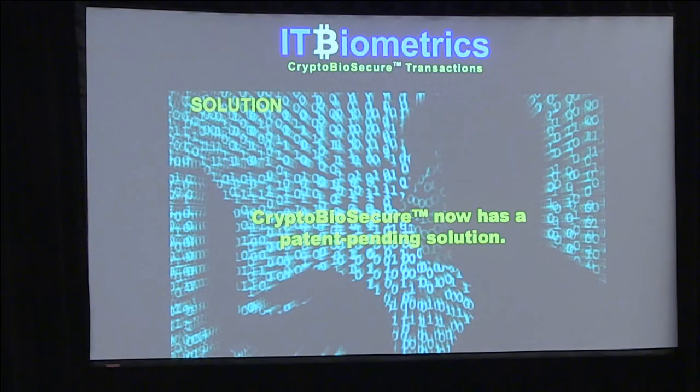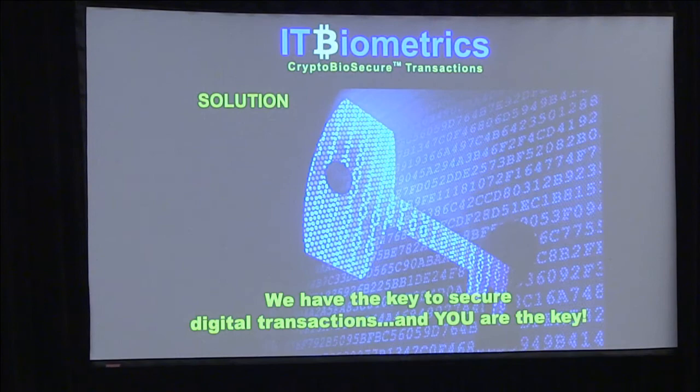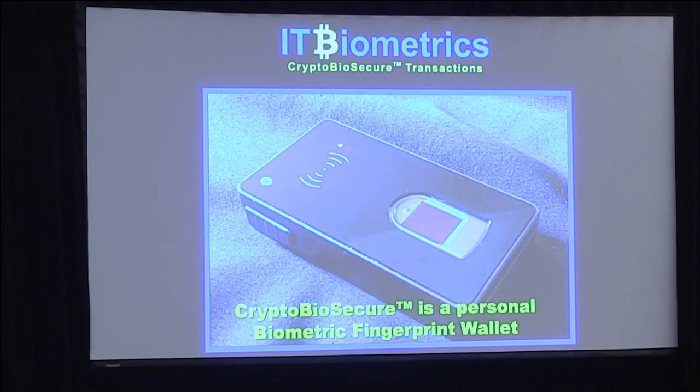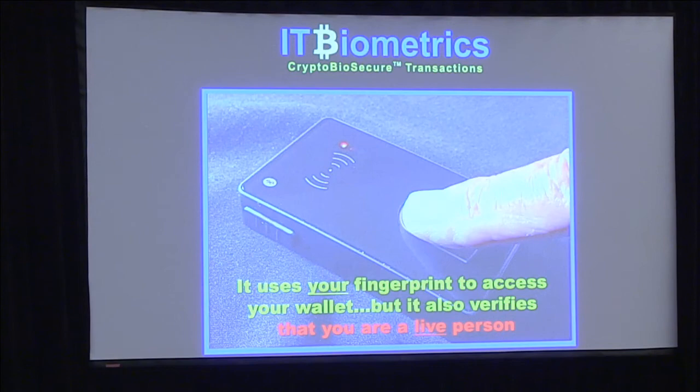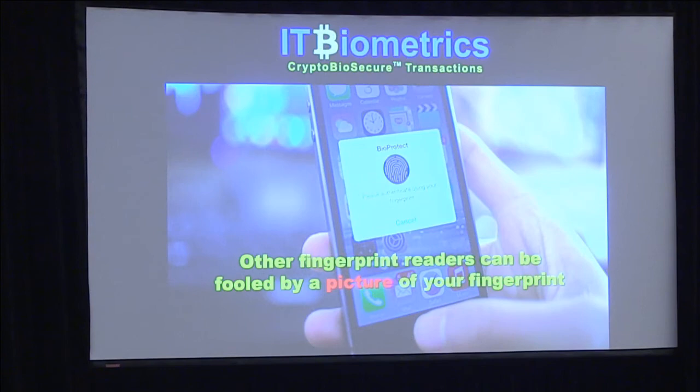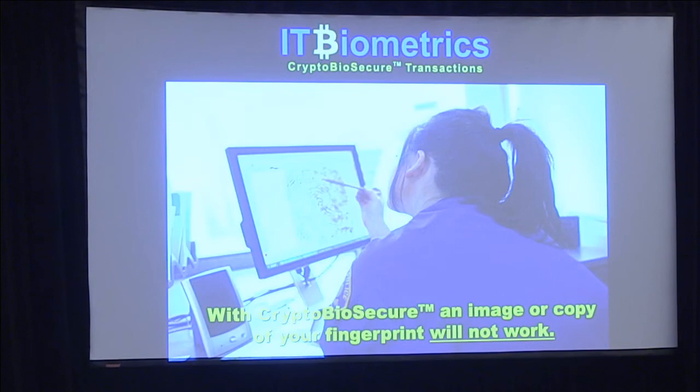We have the key to secure digital transactions, and you are the key with your fingers. Crypto Biosecure is a personal biometric fingerprint wallet. It uses your fingerprint to access your wallet, but it also verifies that you are a live person. Other fingerprint readers can be fooled by a picture of your fingerprint. With Crypto Biosecure, an image or copy of your fingerprint will not work.